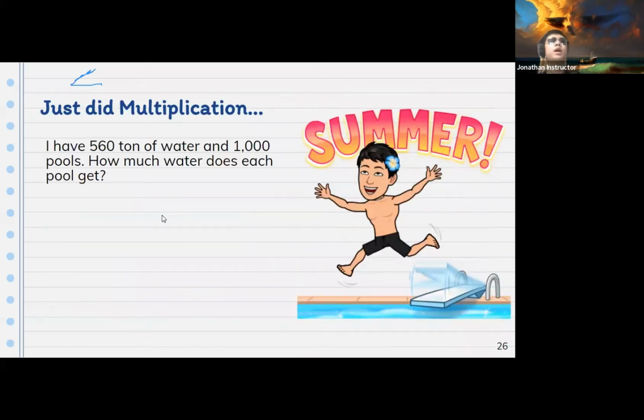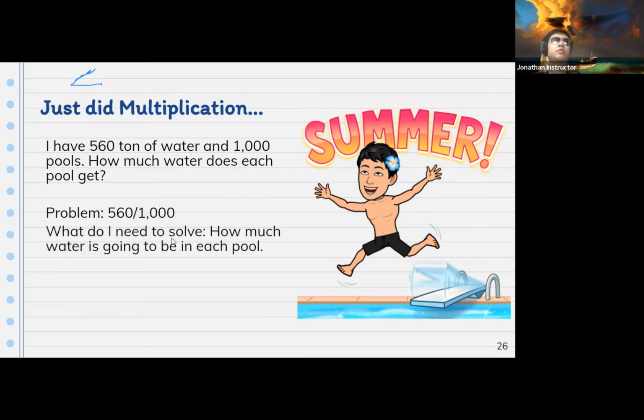Let's do some division. So I have 560 tons of water and 1,000 pools. Don't ask, I'm just that cool. So how much water does each pool get? I know it's not a lot, but it's just a problem. So the problem is going to be 560 divided by 1,000. So how do we do that? What is it I have to solve? How much water is going to be in each pool? So that's easy.